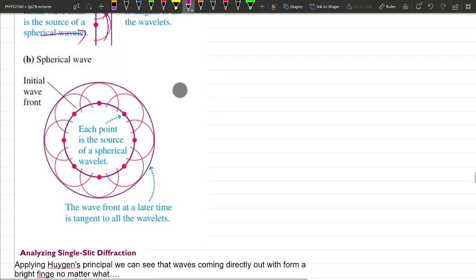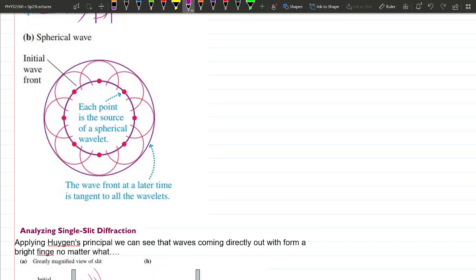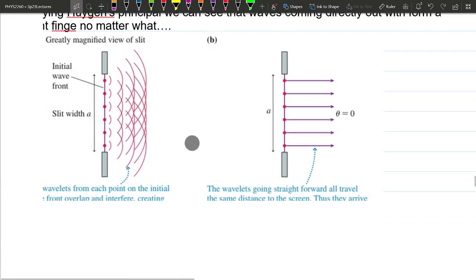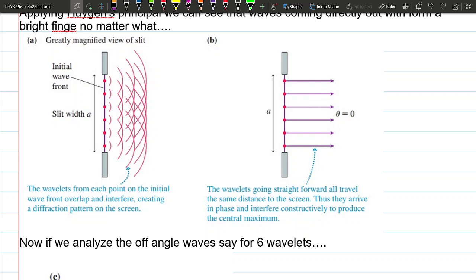A similar thing happens with spherical waves, where you throw a little rock into a lake. Each of these points becomes its own source of waves. If we apply Huygens' principle, you see something similar to the diffraction grating situation, where you have a single slit that has some width a.